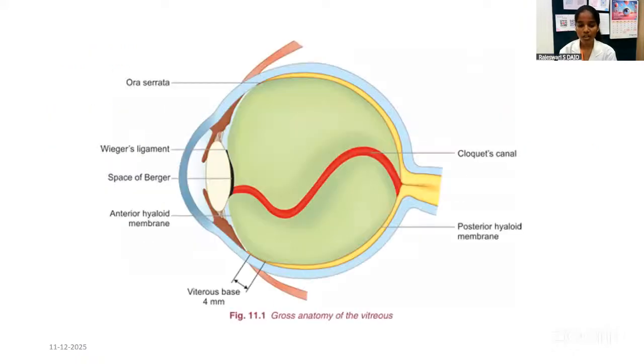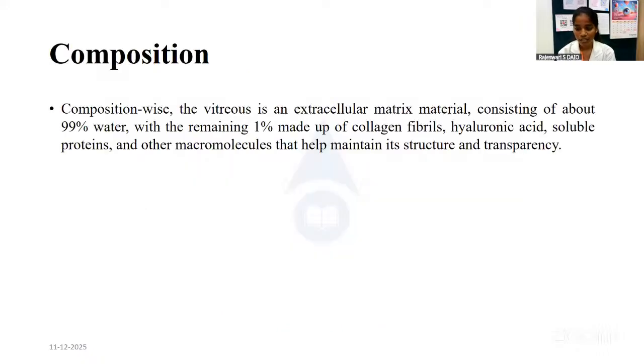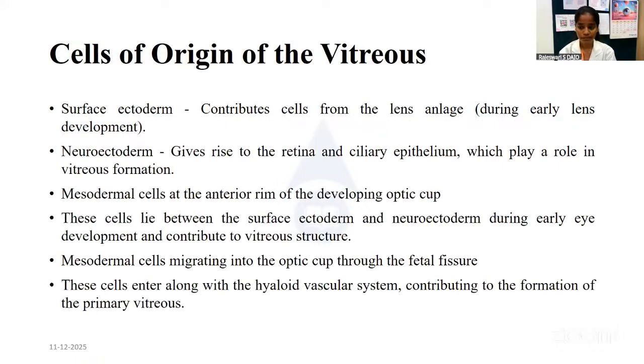This shows the gross anatomy of the vitreous. Composition wise, the vitreous is an extracellular matrix material consisting of about 90% water, with the remaining 1% made up of collagen fibrils, hyaluronic acid, soluble protein, and other macromolecules that help maintain its structure and transparency.